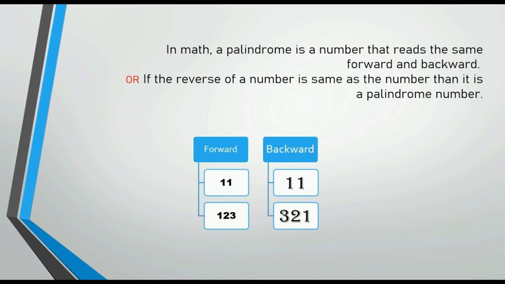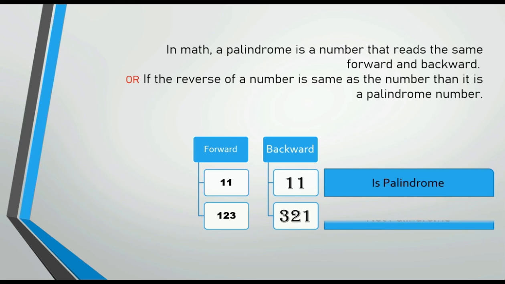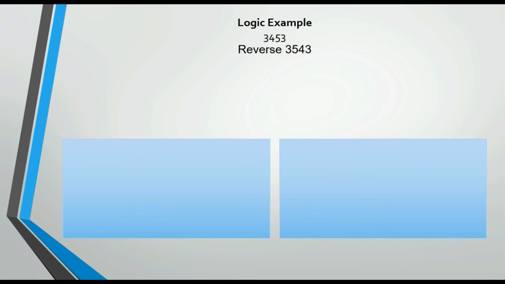For example, here we have 11 and its reverse is also 11, so it is a palindrome number. While in this other example, we have 123 and its reverse is 321, which is not the same, so it is not a palindrome. Now let's consider another example. Here we have 3543 and we know its reverse is 3543, which is the same as the number, so it is a palindrome.